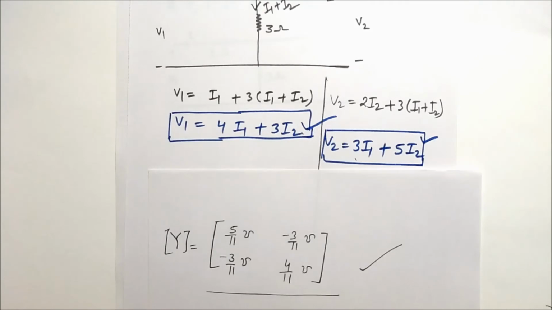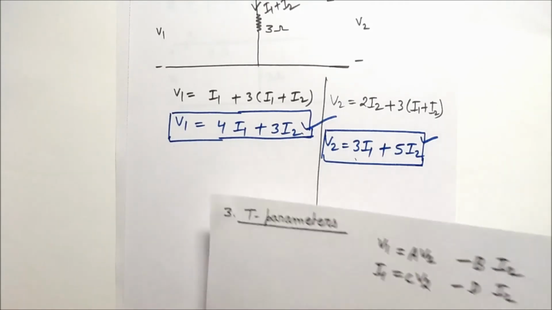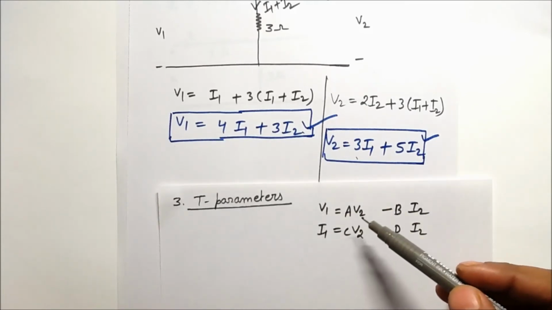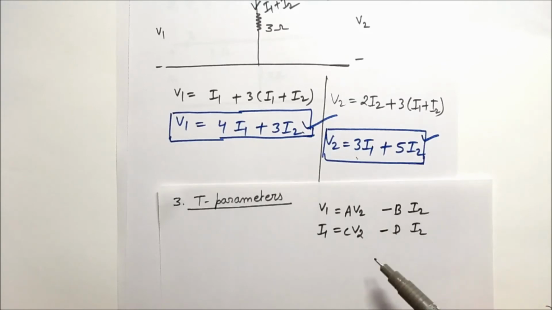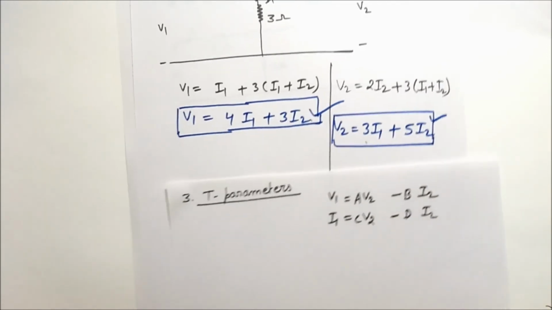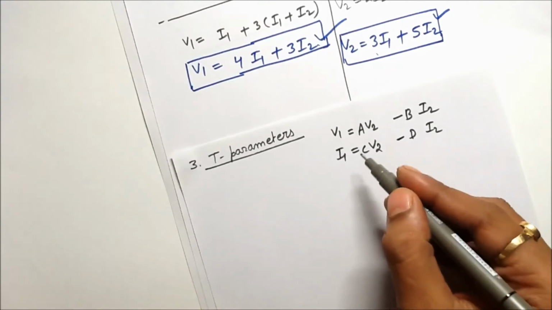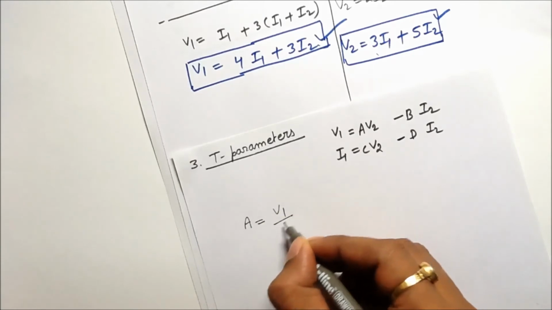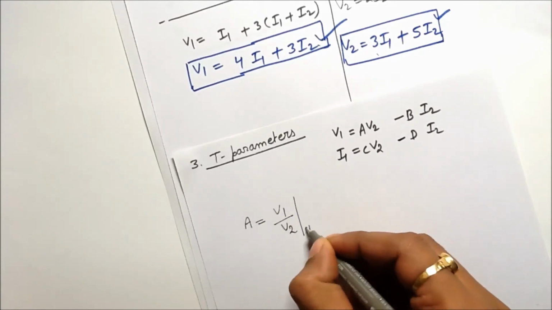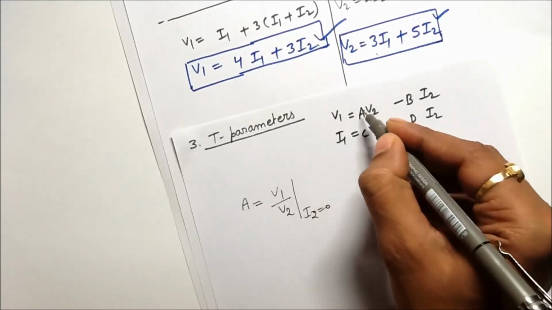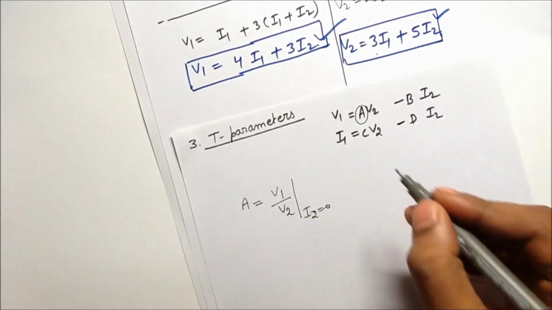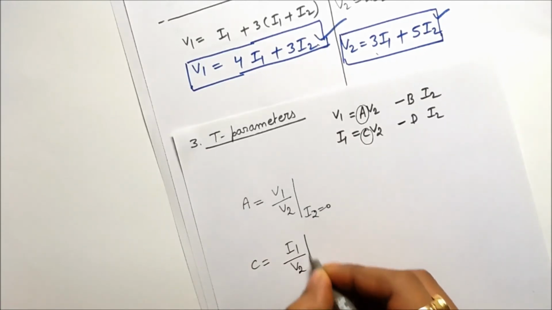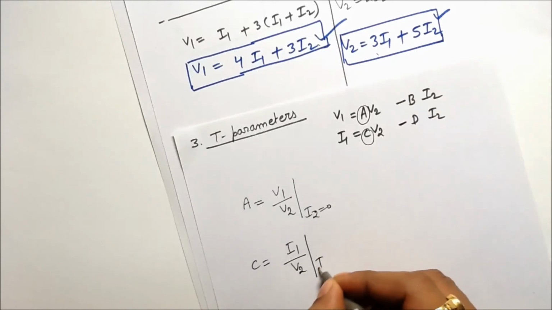Let us calculate T parameters. You know the equations related with the T parameters. V1 and I1 are the function of V2 and minus I2, and you can write these two equations. This A is defined in this way. A equals V1 upon V2 when I2 equals 0, and this C is defined in this way. C equals I1 upon V2 when I2 equals 0.